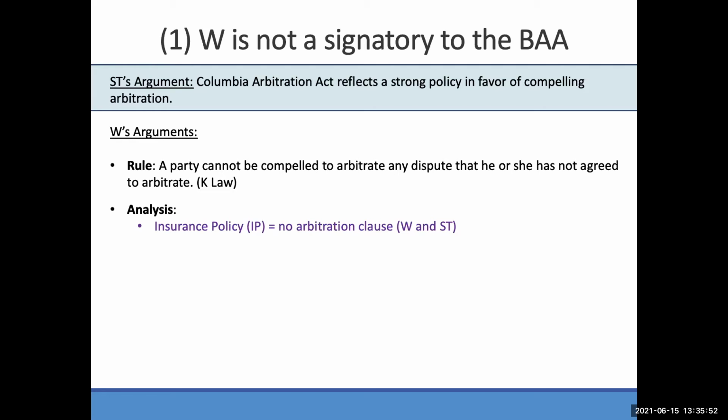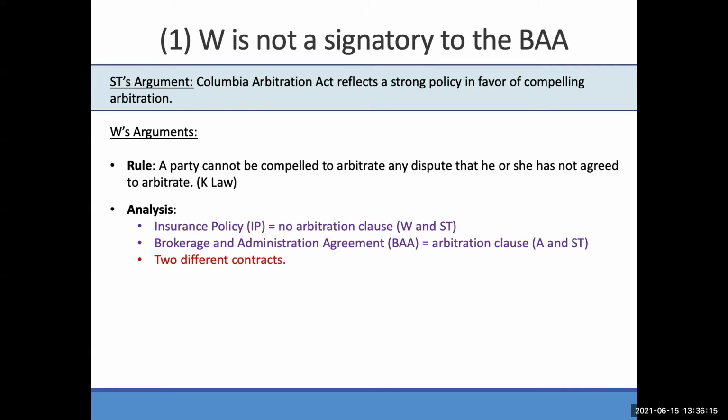So the insurance policy has no arbitration clause. That was between Western and SecureTrade. The brokerage and administration agreement did have an arbitration clause, but that was between Assurance and SecureTrade. We now need to explain these facts, right? We can't just state these facts and assume that the reader or the judge or the person reading our letter understands what that means. We want to spell it out for them. Essentially, it's 2 different contracts, right? That's our inference, our explanation. There's facts in purple, inference and explanation in red.